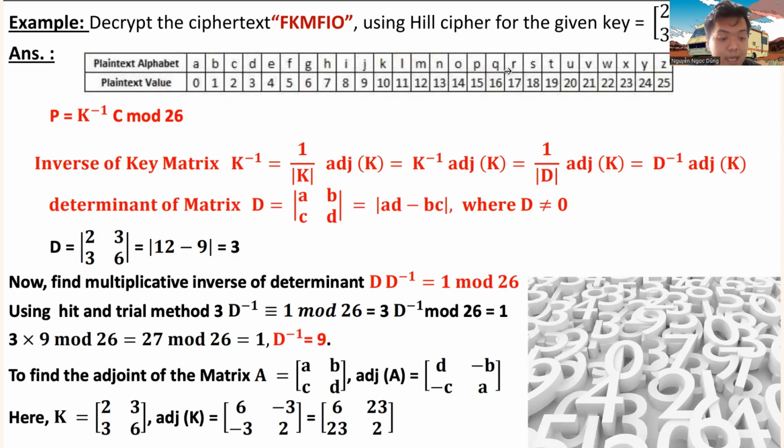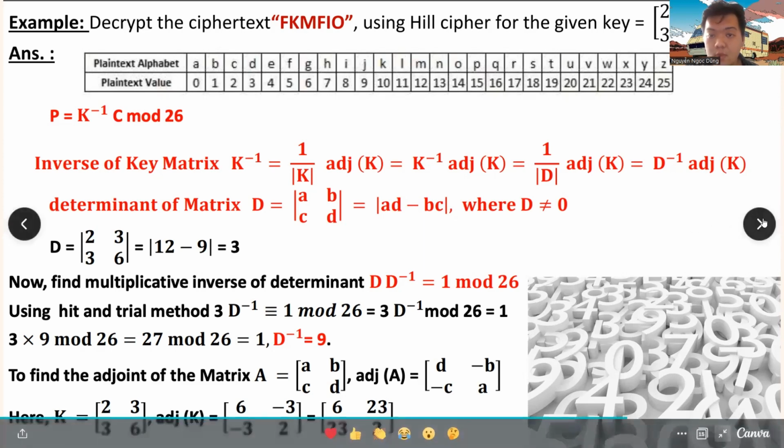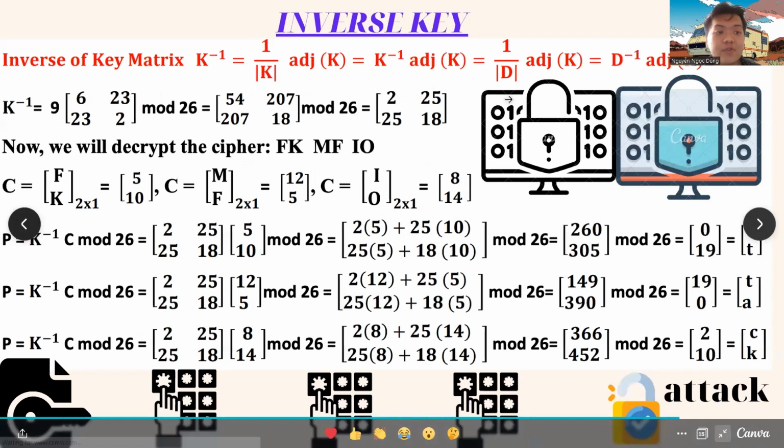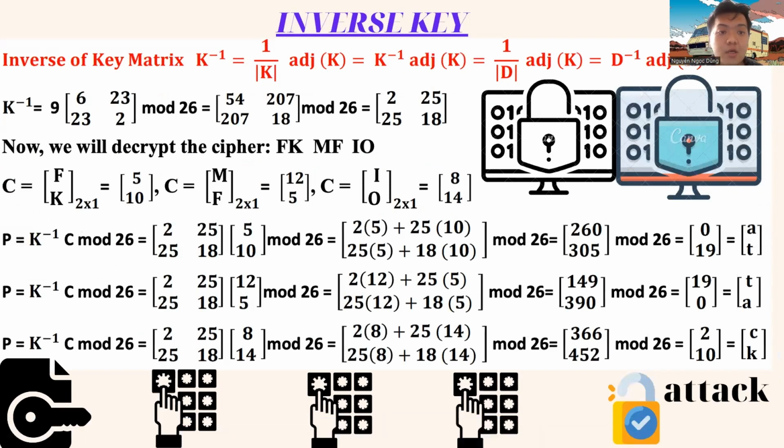Then for the adjoint matrix, we apply the formula below. So the adjoint matrix of K will be equal to 6, 23, 23, 2. Next, to find the inverse key of the matrix, we use the formula K to the power -1 equals 1 over the absolute value of K multiplied by the adjoint matrix of K. So we got K to the power -1 as the 2x2 matrix of 2, 25, 25, and 18.